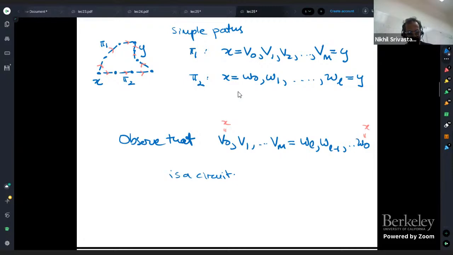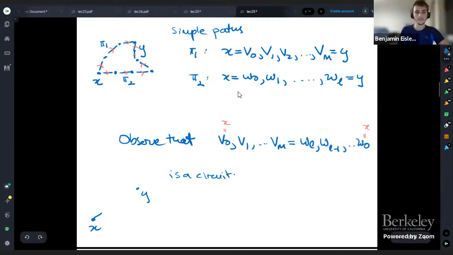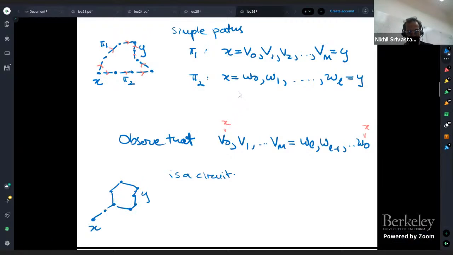Here, let me help you a little bit with this. So you could be in a situation like this, where your two paths share some edges in the beginning, right? And then this doesn't really work. This is not a simple circuit. So this doesn't really solve the problem. Any ideas on what we should do?